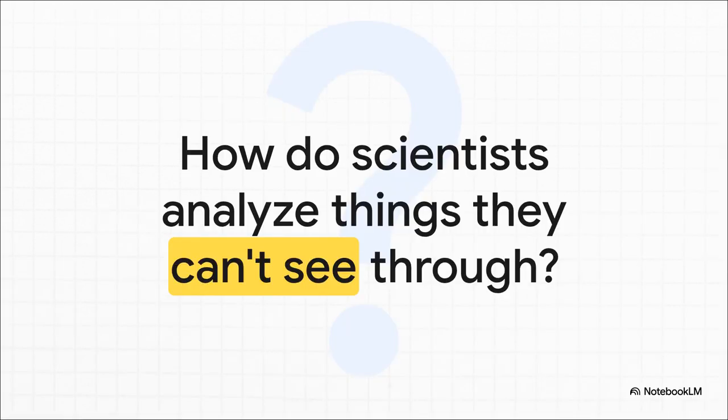So let's start with a puzzle. Imagine you're a food scientist and you need to know the protein content of some powdered milk. Or maybe you're an art historian looking at a priceless ancient statue and you want to know what pigments were used. How in the world do you analyze these things? They're opaque. You can't just shine a light through them.